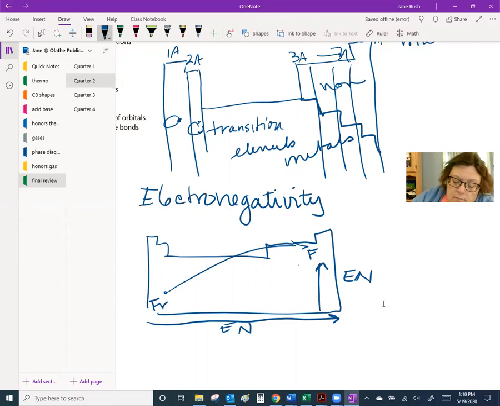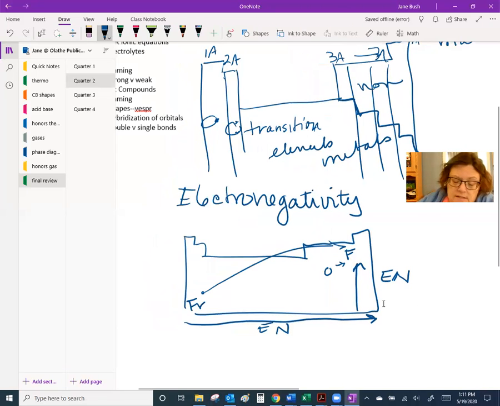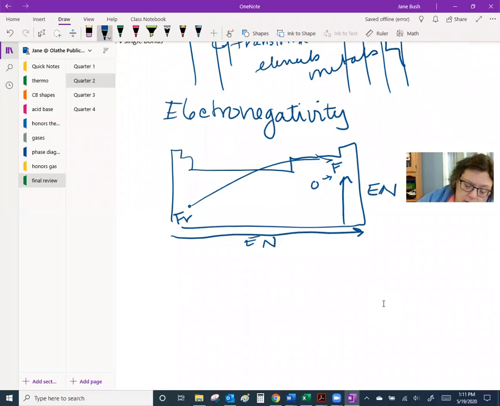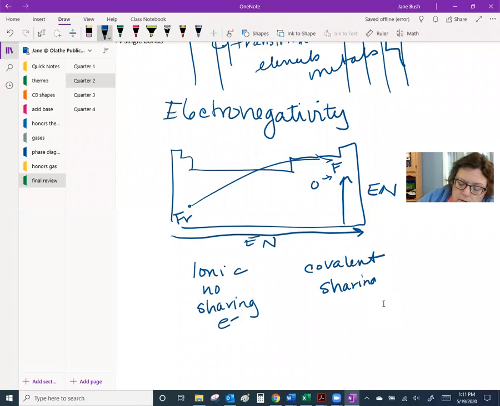But if you have two elements that are close together in the periodic table, they're going to share more equally. So if the electron doesn't get completely taken away from one, instead of being an ionic bond, that's a covalent bond. So electronegativity really defines ionic and covalent bonding. All right. So that's the first thing we need to know about the periodic table.